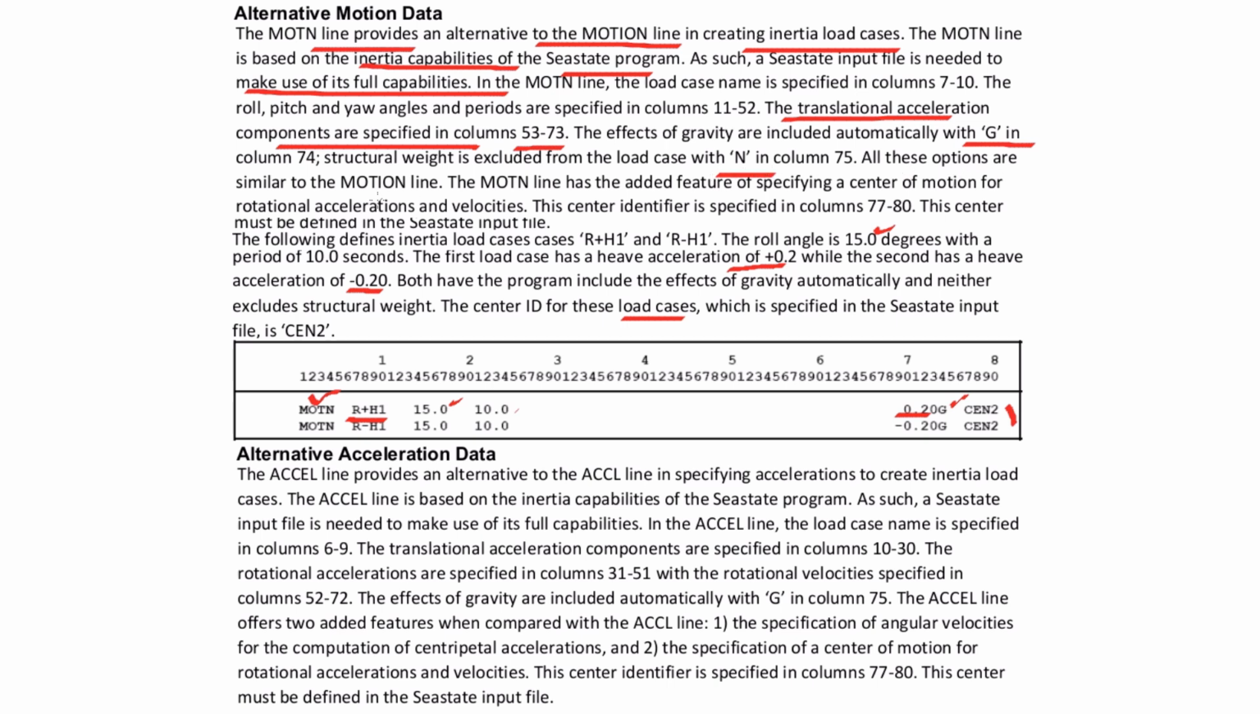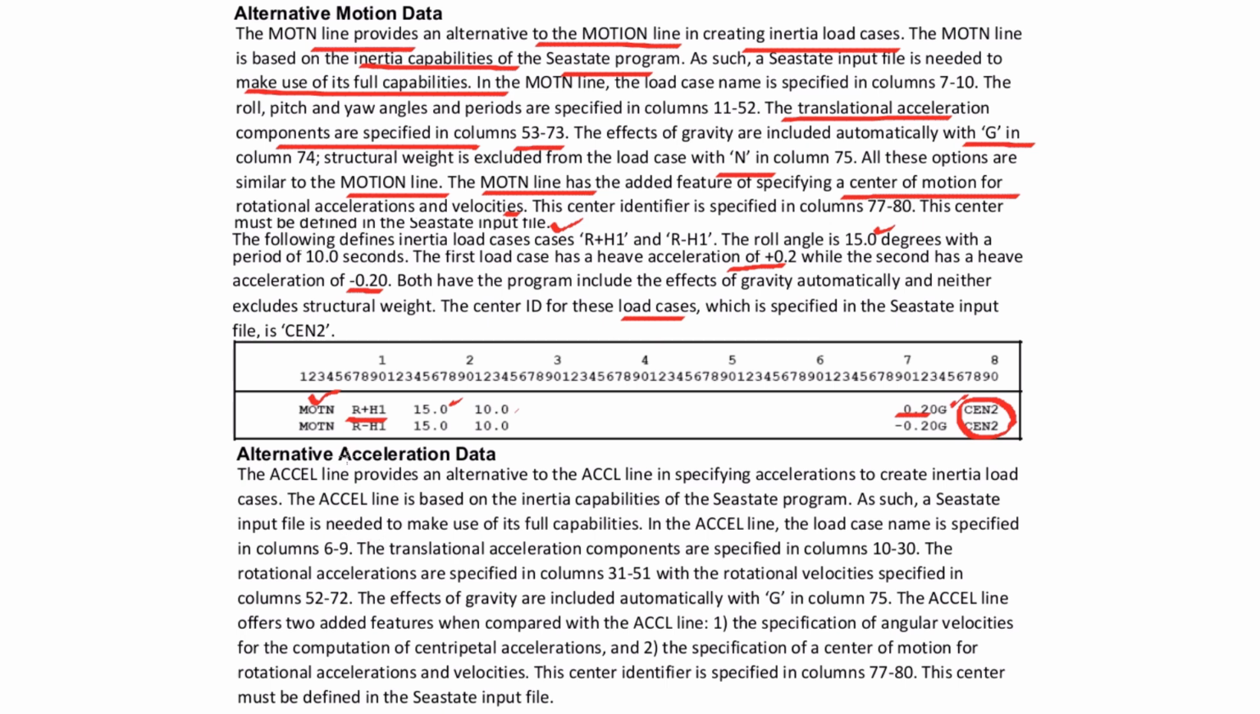All these options are similar to the MOTION line. The MOTN line has the added feature of specifying center of motion for rotational accelerations and velocities. This center is identified in columns. You can see this CEN2, this is the center of motion. This center must be defined in the C-state input file. The following defines the inertia load cases discussed above.